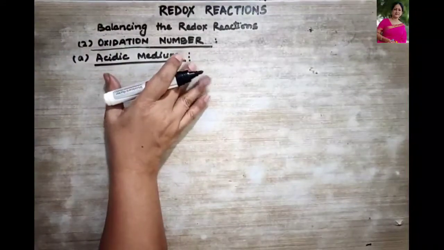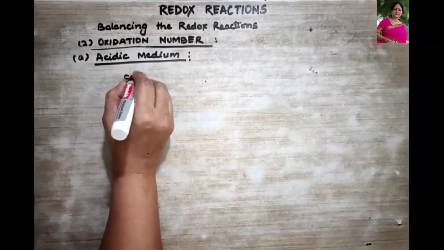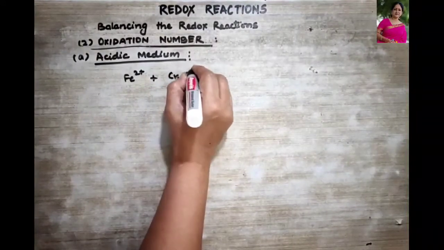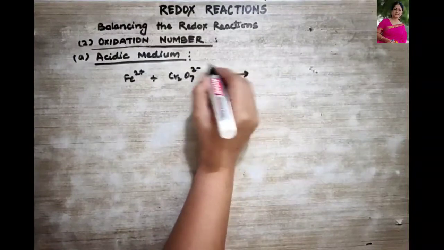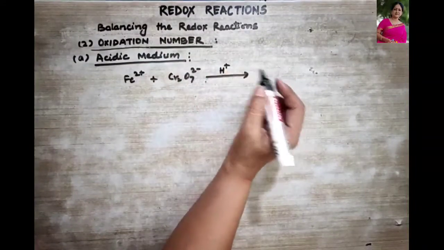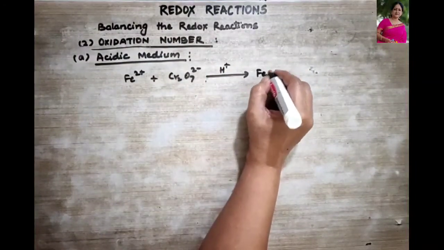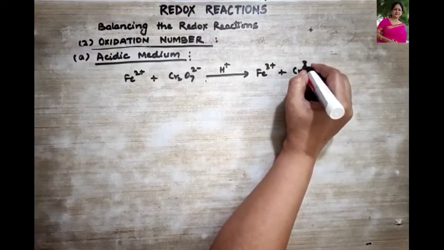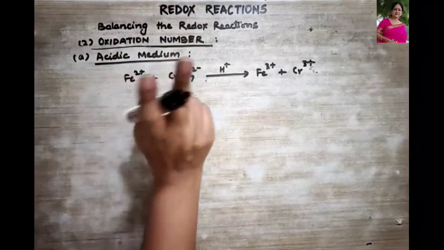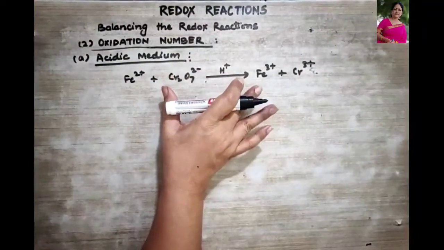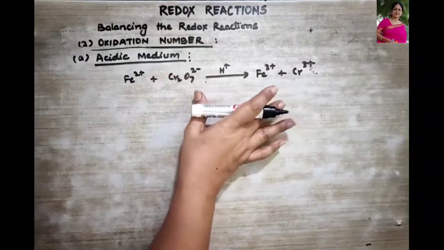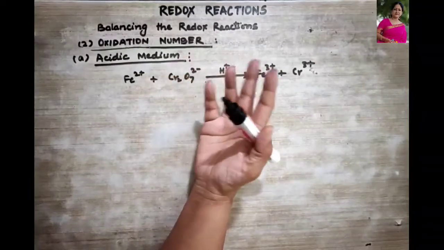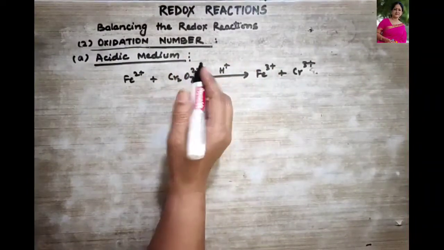Okay, so let's take one reaction over here: Fe2+ plus Cr2O7 2-. We are using the acidic medium. Clear? This is going to give us ferric ion plus chromium ion. Now, what is your first method? You have to assign oxidation numbers to all the atoms over here, right? And then we are going to find out which atom is getting oxidized and which one is getting reduced.